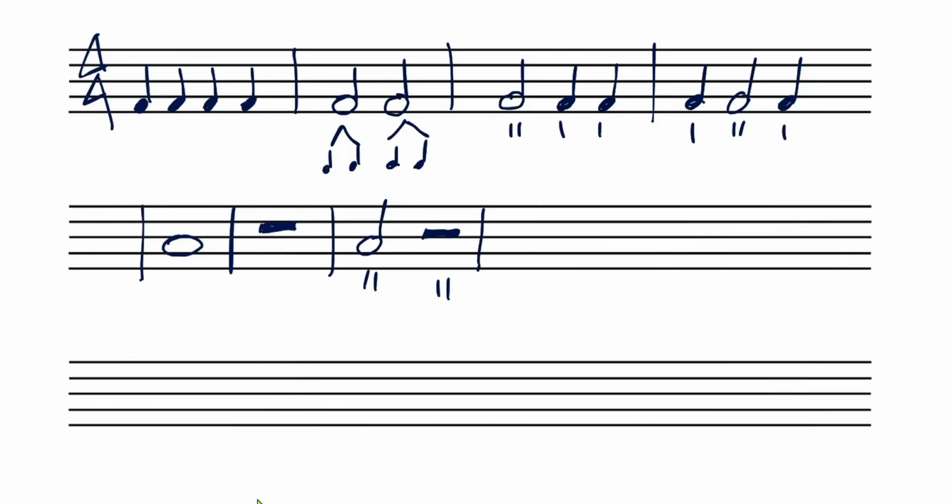There's also the quarter rest, which looks like this. And so this is equal to a quarter note. And then there's the eighth rest, which looks like that.